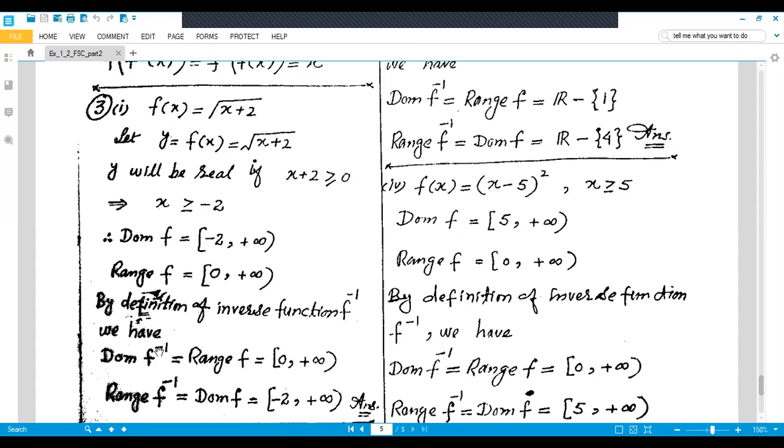By the definition of the inverse function, the domain of f inverse is equal to the range of f, and the range of f inverse is equal to the domain of f. So the domain of f inverse is equal to the range of f. The range of f is this. So the range of f inverse is equal to the domain of f.